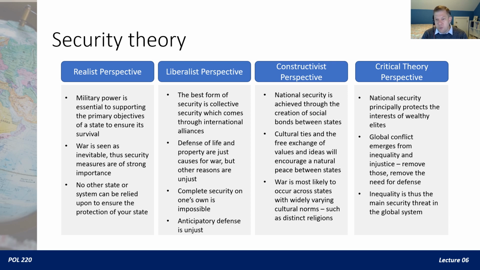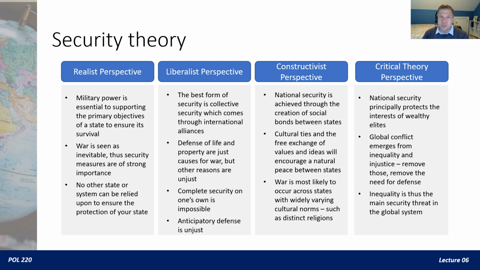Now, the critical theory perspective says that national security principally protects the interests of the wealthy elites. So from a critical perspective, anything that we do is essentially to control or to maintain the power structures that create wealth and power and other things in a society. Critical theorists would argue that global conflict emerges from inequality and injustice. And so if you were to remove those, you wouldn't have a need for defense because everybody would be happy and there'd be no reason for conflict, because you don't have these great power imbalances.